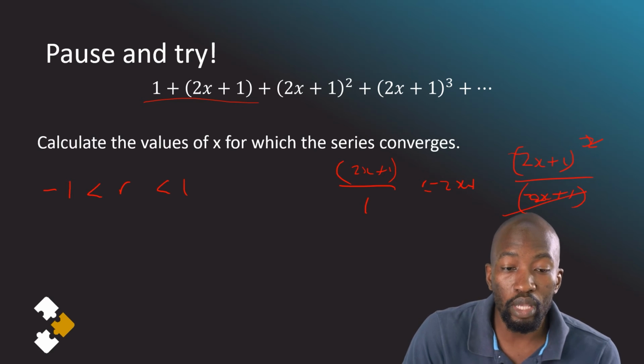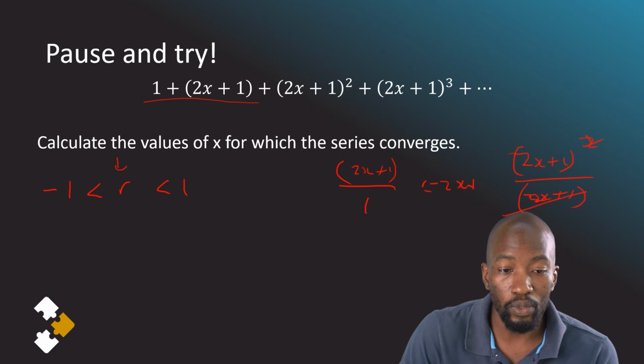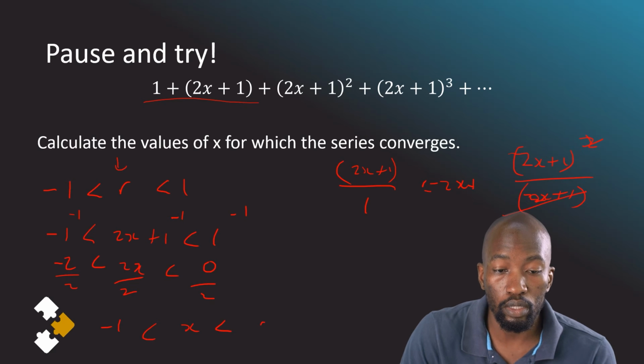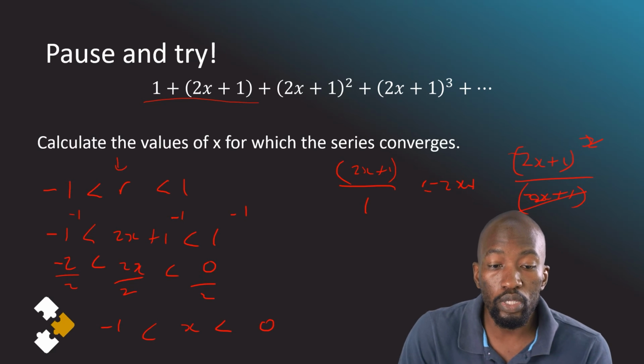Now all we need to do is substitute r here. So we'll say -1 < 2x + 1 < 1. Then we need to subtract 1 throughout, so we'll have -2 < 2x < 0. Now divide everything by 2, so we'll have -1 < x < 0. So for the series to converge, x must lie between -1 and 0.